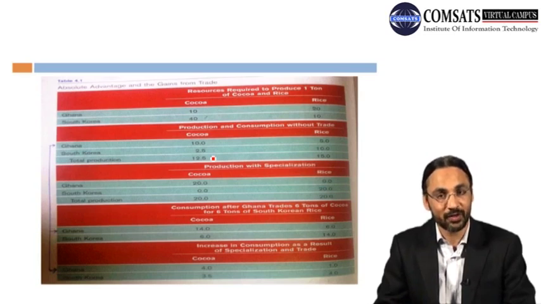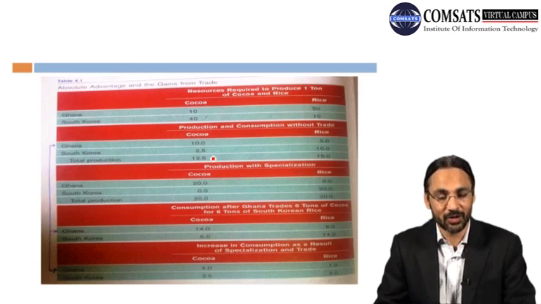If they are just focusing on their specialized products, producing their own products and not trading, what is going to happen? Ghana is going to utilize all its resources on producing cocoa. In that way, they can produce 20 tons of cocoa and zero rice. On the other hand, South Korea could produce 20 tons of rice and no cocoa.